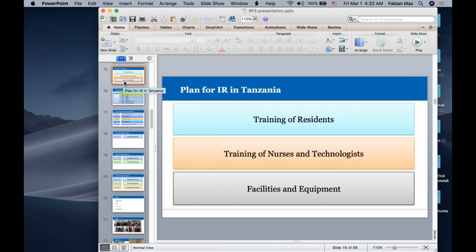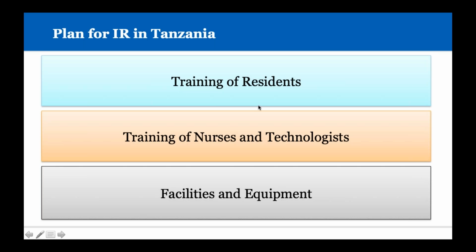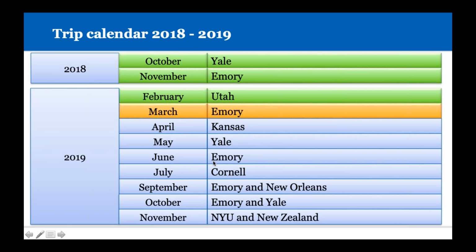So the plan includes facilities and equipment, training of nurses and technologists, and the training of residents. We're doing this by sending 10 to 12 teams per year from the US to Tanzania. We started off last year in October with a team from Yale, and then in November, a team from Emory went. This year in February, a team from Utah, and right now, a team from Emory is there. And then we'll just continue throughout the year, with people going from Kansas, Yale, Emory, Cornell, New Orleans, and even New Zealand.